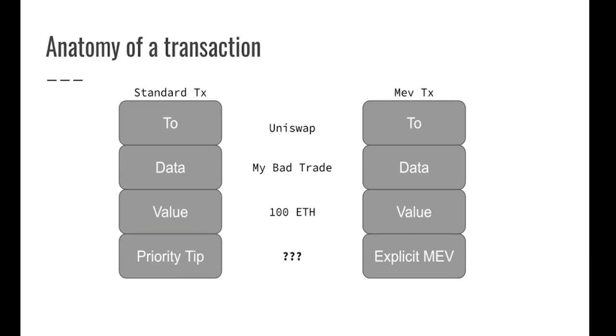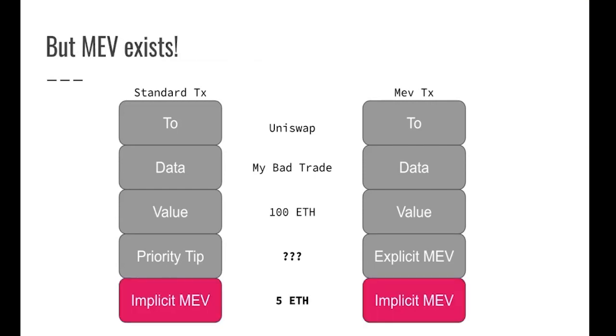So we compare this tip that's paid to the proposer as part of the fee to the explicit MEV. We also, every transaction has some amount of zero or more implicit MEV.